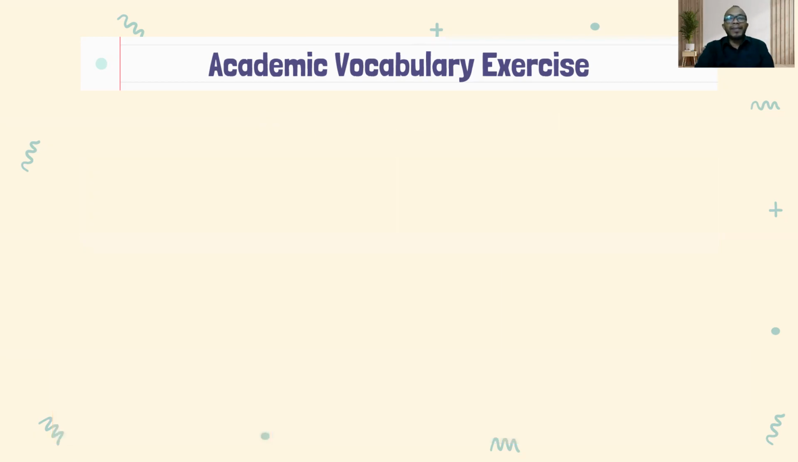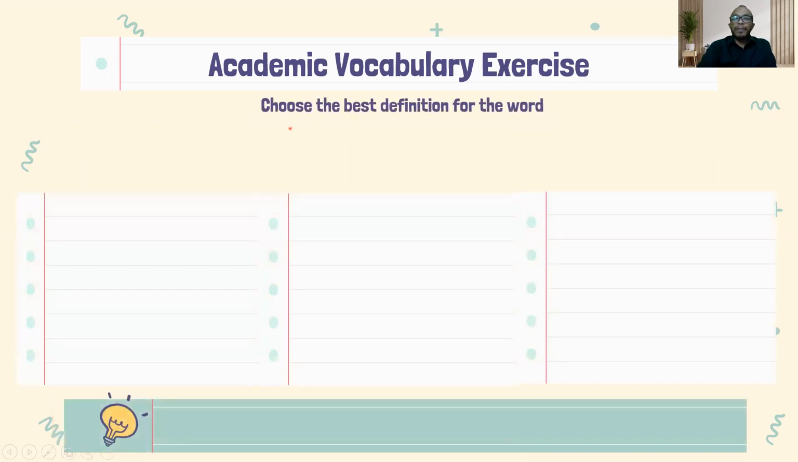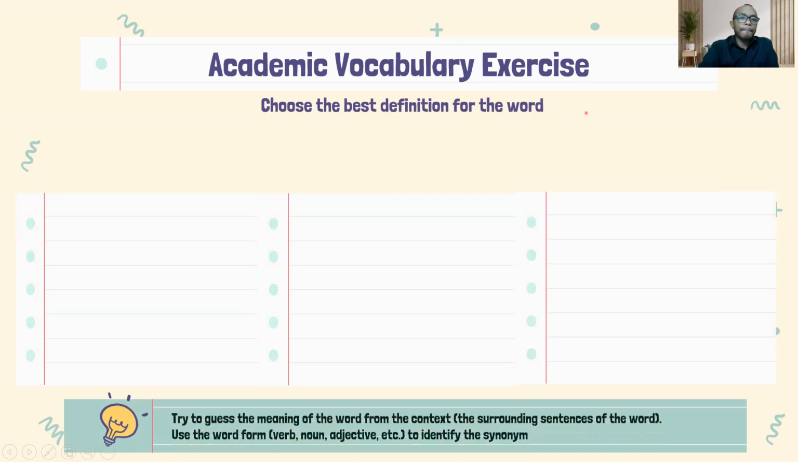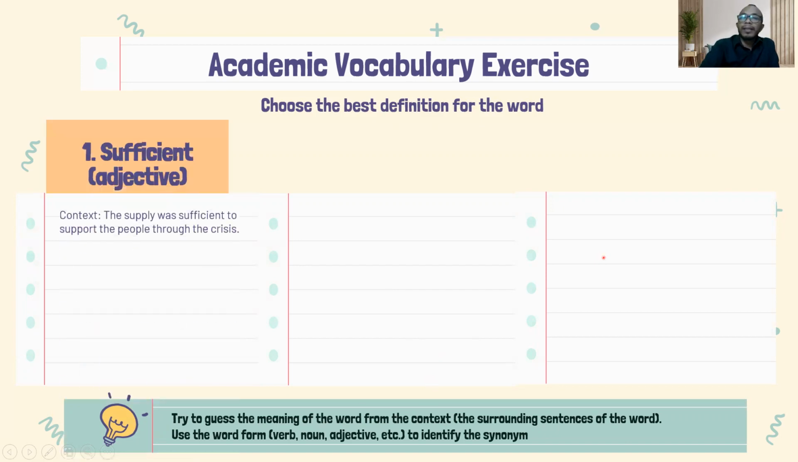All right, now let's do another one. And this time you need to choose the best definition for the word. And here is a little bit of a tip to help you. Again, try to guess the meaning of the word from the context, from the sentence, and then also pay attention to the word form. Okay, let's start with the first one. Sufficient. It's an adjective. And here, the example context: the supply was sufficient to support the people through the crisis. What do you think is the best definition for the word?